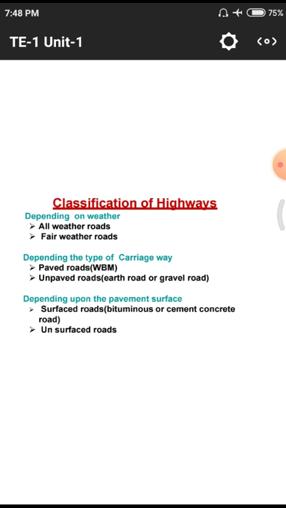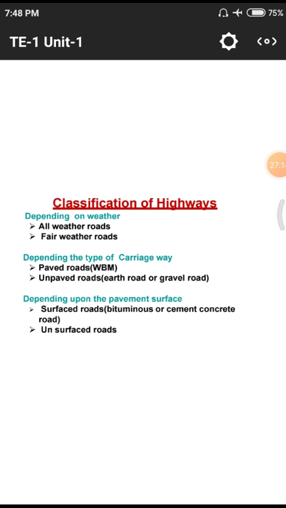In the second condition we are having unpaved roads. That means the top layer is unpaved, simply we are having mud. That means the roads you call mud roads, all of those are unpaved roads, earth roads and gravel roads. That means the top layer should be filled with gravel and small stone dust and chips. These are called unpaved roads depending upon the carriageway.